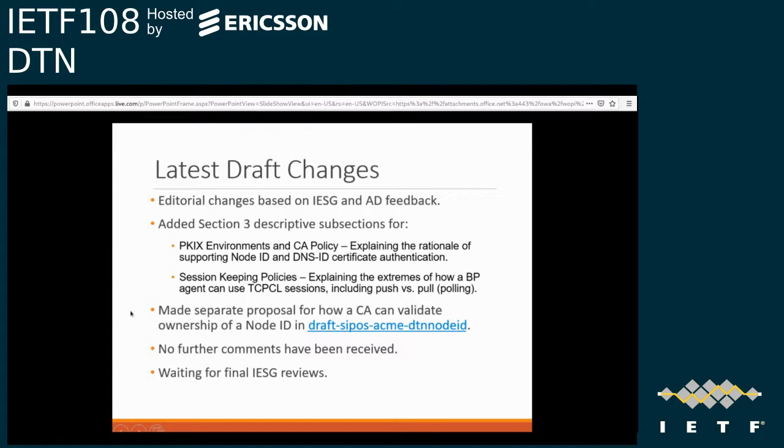I added a completely separate draft that'll be discussed a bit later about how the CA actually validates that I own a node ID that I claim to own for the sake of PKI. And there have been no further comments after this. As was mentioned earlier, I think prodding the SecAD or the IESG security area folks is the last thing that needs to happen.